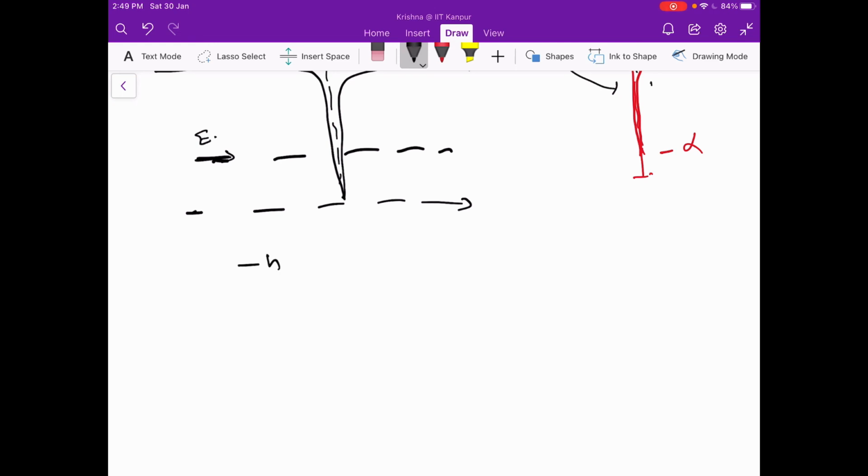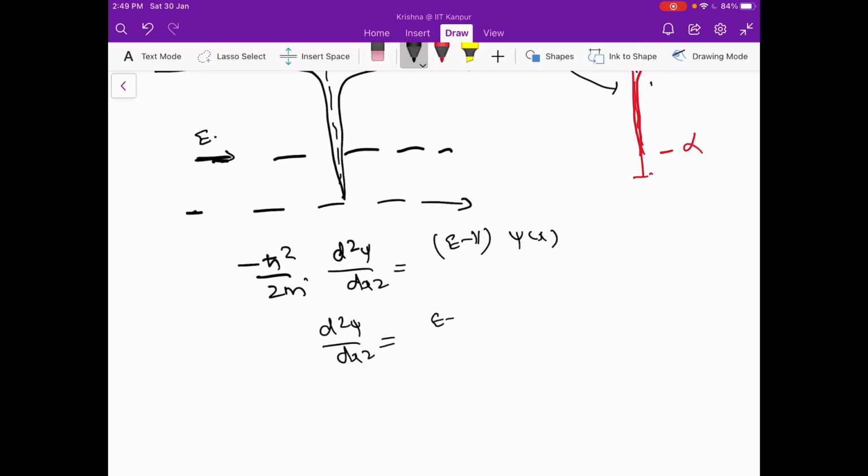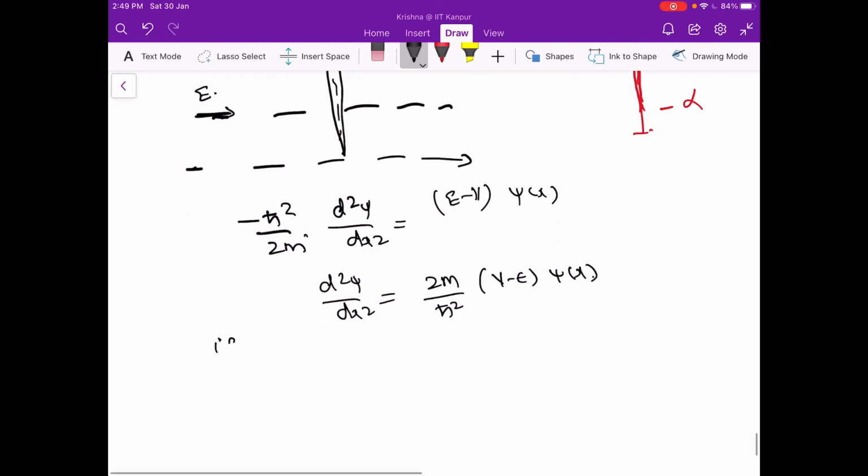So if we write the Schrodinger's equation, it will be h bar squared by 2m d squared psi by dx squared equals (E minus V) psi of x, right? And d squared psi by dx squared is 2m by h bar squared (V minus E) psi of x. So we are under the situation where E is less than V, right? As we saw previously, only the absolute values matter.